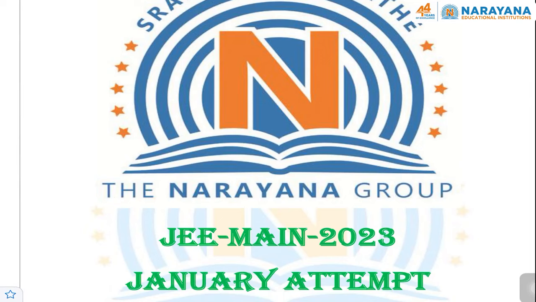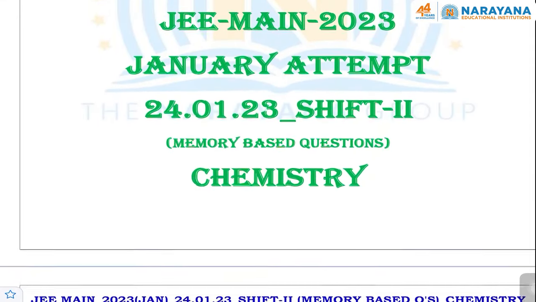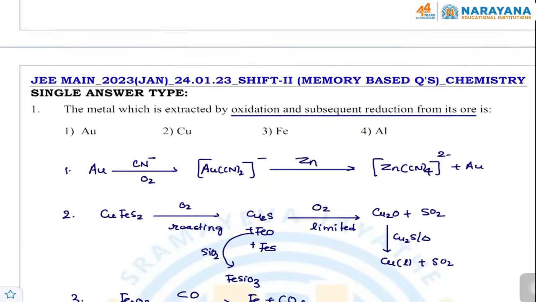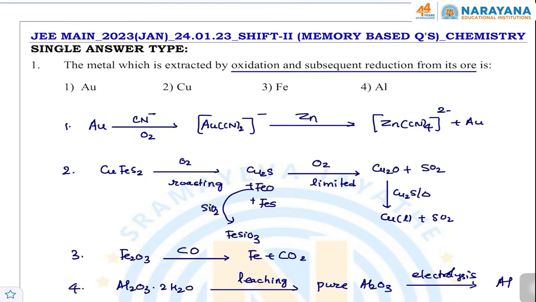This is the memory based paper of 24th January, shift 2. Let us see the questions of this paper. The first question is asked on metallurgy. This is the metal which is extracted by oxidation and subsequent reduction of its ore. The options are given. First one, gold.